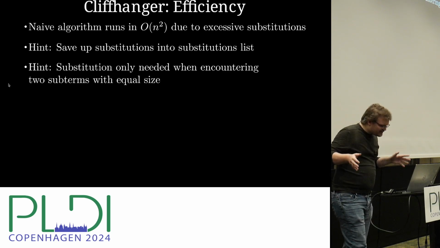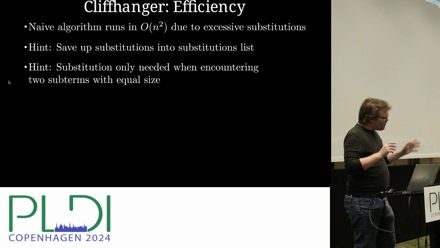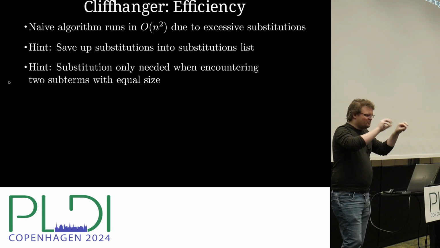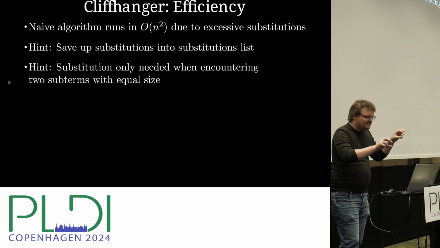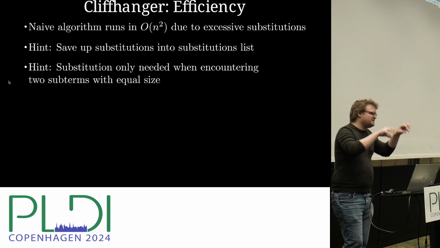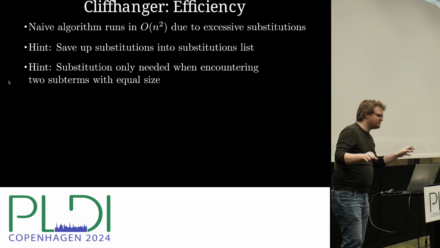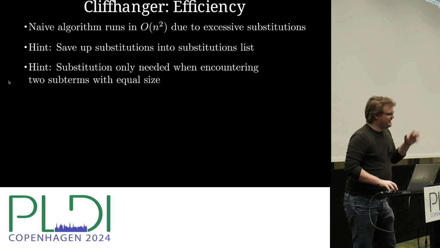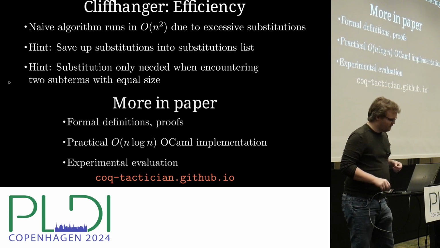The hint to doing that is to say we're only going to do a substitution when the term actually contains two subterms that are of equal size. Only when they're of equal size are we going to do a substitution. And why that works, you'll have to read the paper. If you do that, then you get an O(n log n) algorithm.